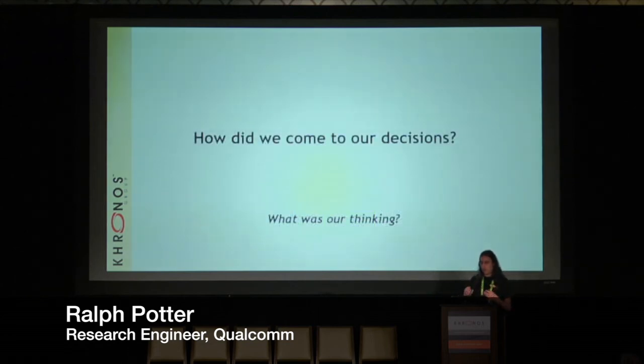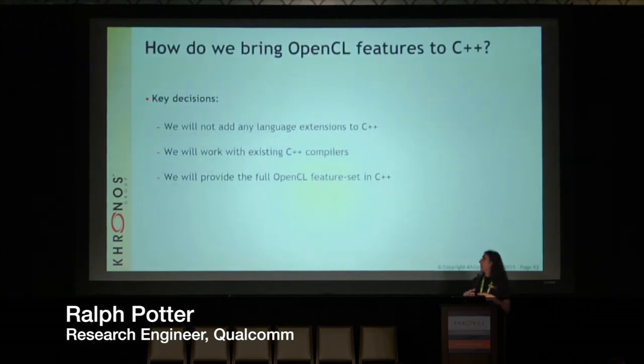So next up, I'd like to talk a bit about the decisions that were made when we were developing SYCL, the ethos, the reasons for our choices, and why it is the way it is. The first overarching question was, how do we bring OpenCL features to C++? And we made a number of decisions there, some of which I've already alluded to.